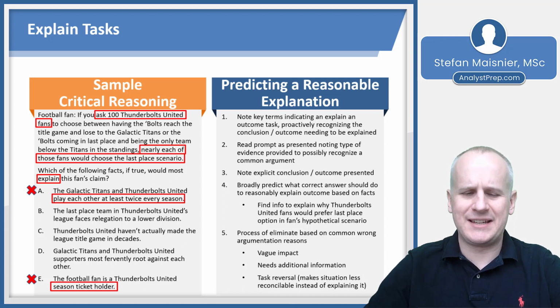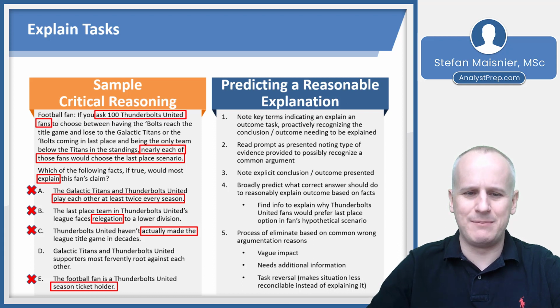So in this case, if we look at choice B, we've got the last place team in Thunderbolts United's league faces relegation to a lower division. Well, this says that it's really bad to be last, and it makes it seem like, well, wouldn't you rather not be last so you don't get relegated? So B actually makes the outcome seem less reasonable. And similarly, if we're looking at choice C, Thunderbolts United haven't actually made the league title game in decades. Well, then wouldn't you want to make the league title game even if you lost? Again, it makes the outcome seem less reasonable.